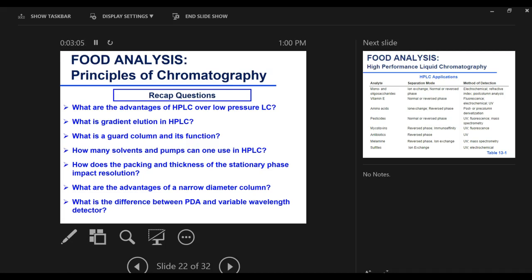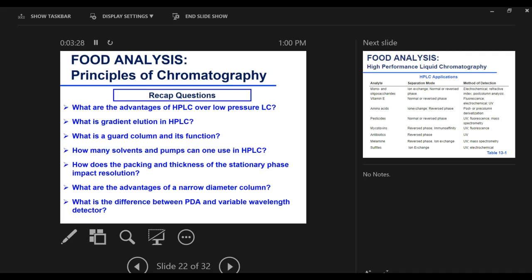How many solvents and pumps can one use in HPLC, or can an HPLC have? Michelle? A maximum of 4. So you can have a quaternary system, you can have a tertiary system, a binary system, or one pump, one mobile phase, one solvent.